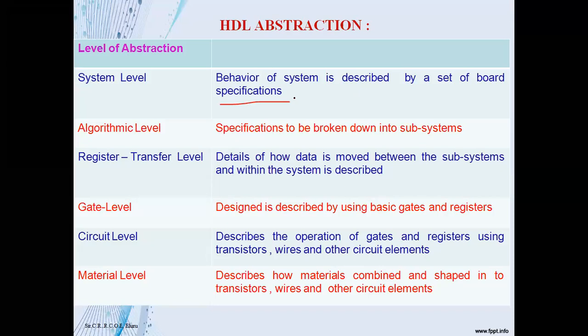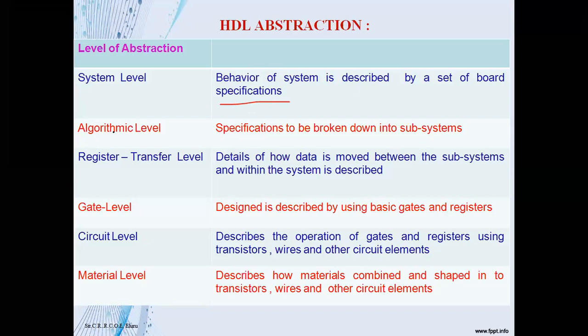For a complex circuit like a computer, how many instructions can be executed per second is a system level specification. How much speed is a system level specification, and the power consumption is a system level specification. So at the system level, you can describe a digital system in terms of the specifications.